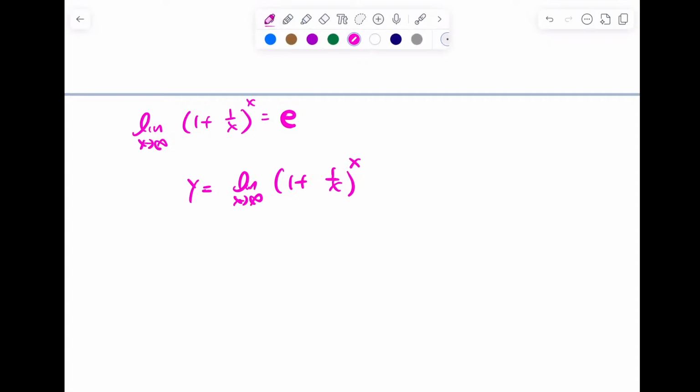We can do ln, good job. So that's ln on both sides. So it'll be ln of y. This is the limit as x approaches infinity, and this one's going to be x ln of (1 plus 1 over x). Now, is this a fraction? No, it's not a fraction, right?